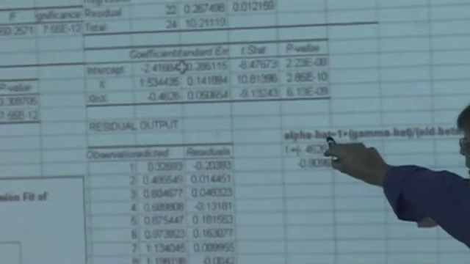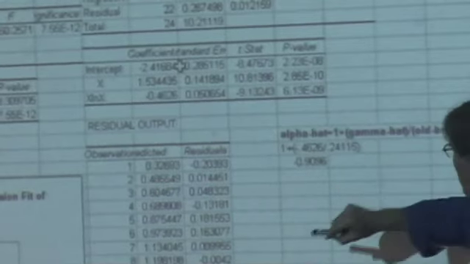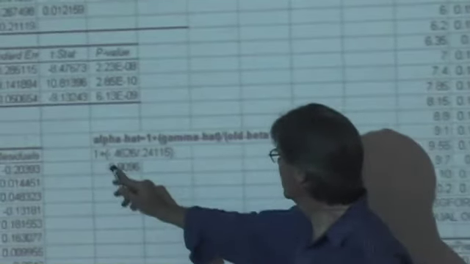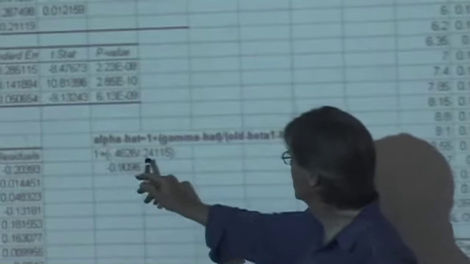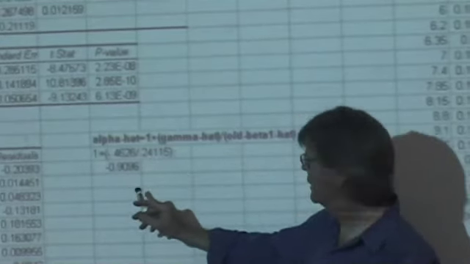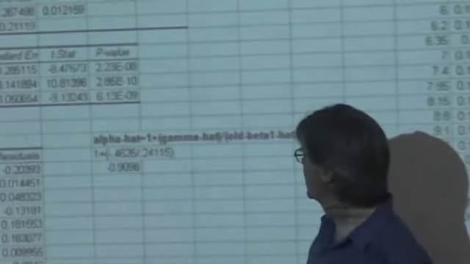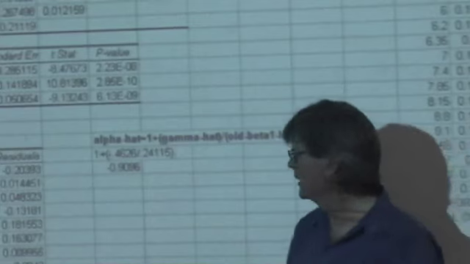He's calling it alpha 1 in the text because I had an alpha 0 equals 1. Now my new alpha is 1 plus gamma hat over the old beta 1 hat, which is 1 plus negative 0.4626 divided by 0.24115, I guess it was, which equals negative 0.91. He got negative 0.92 in the text. I don't know how he did that. I got negative 0.91.